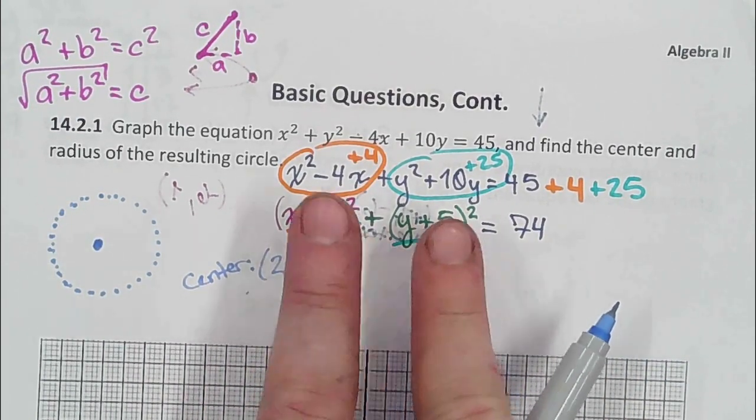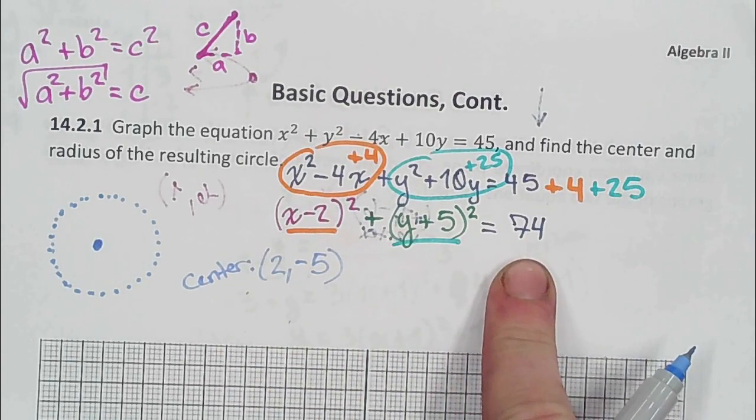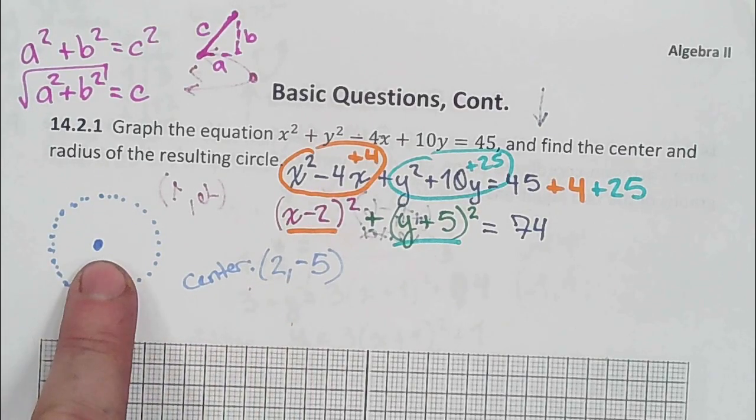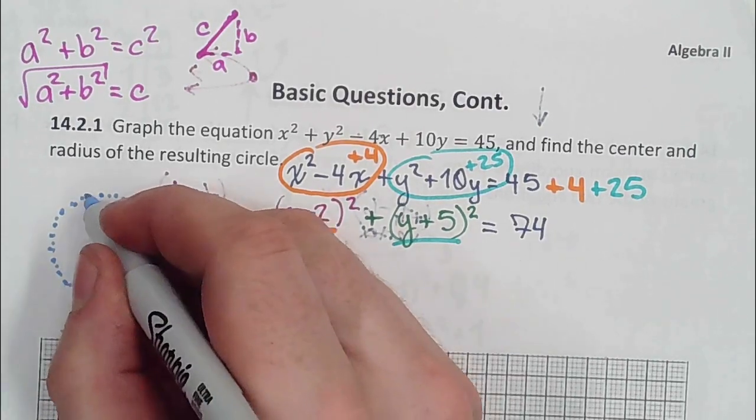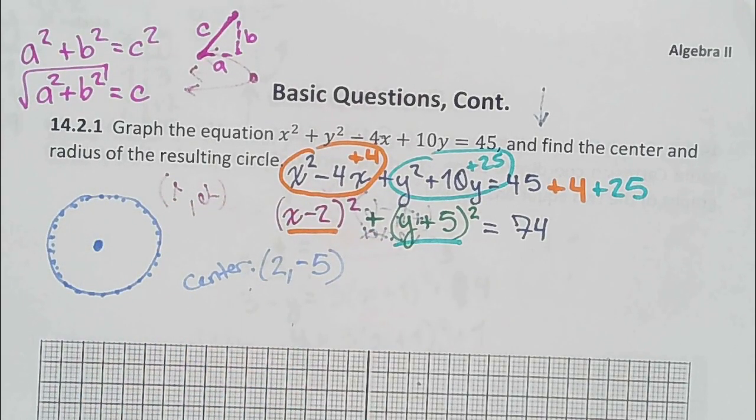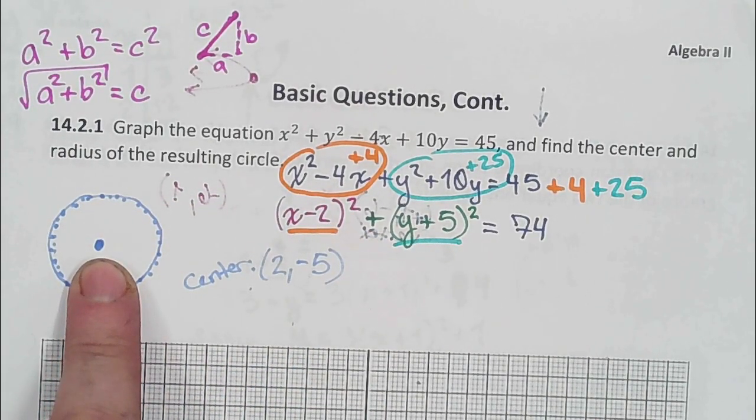0 squared plus 0 squared is 0. It doesn't equal 74, which makes sense. It shouldn't be a true statement because, remember, this isn't on our circle. Our circle is this. Finding where it equals 0 just gives us that center point.